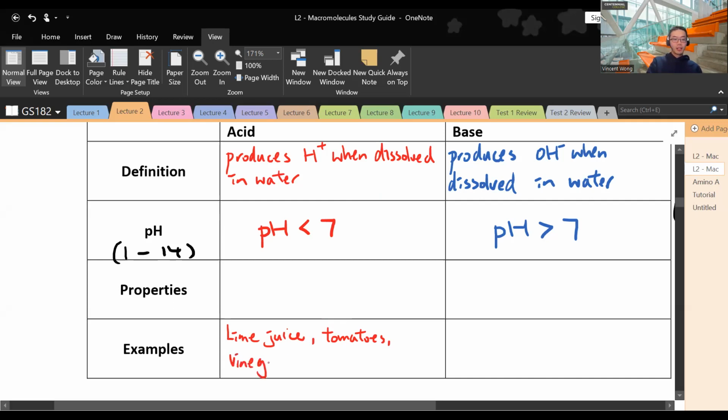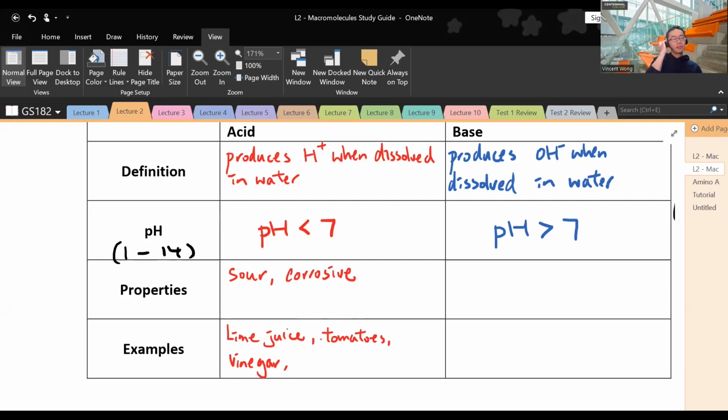If you think about these things, they're sour. They are corrosive. So these are some properties of acid. We also have acid in our body. Do you know that? Which organ has it? Sorry, what was it, Ezra? Buttermilk. Milk is slightly acidic, but that's not what I was thinking. Good try though.